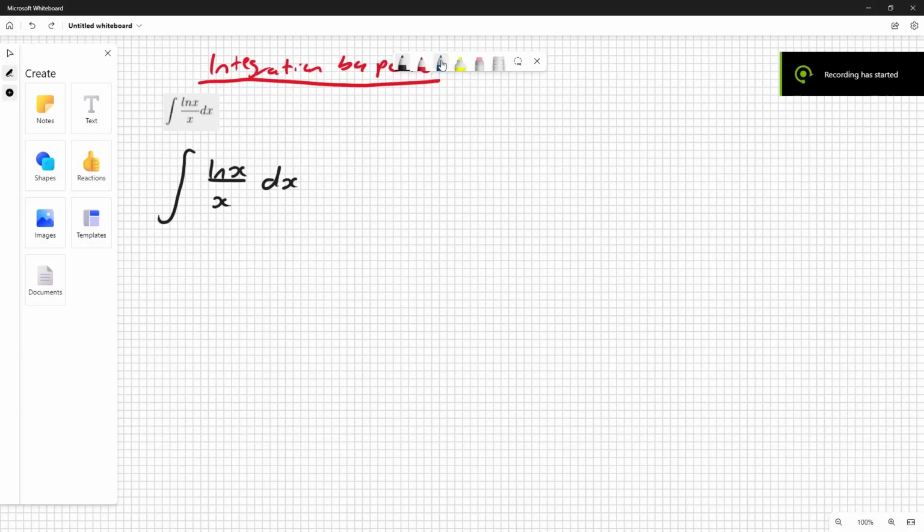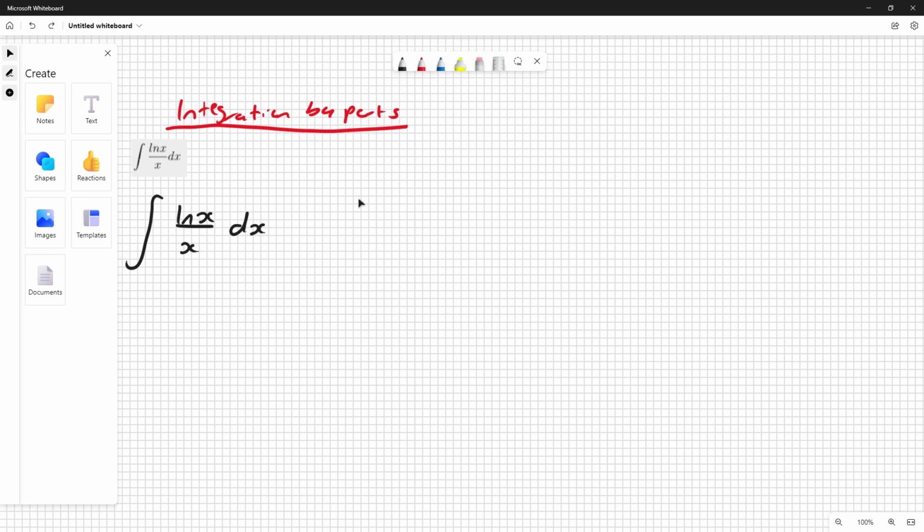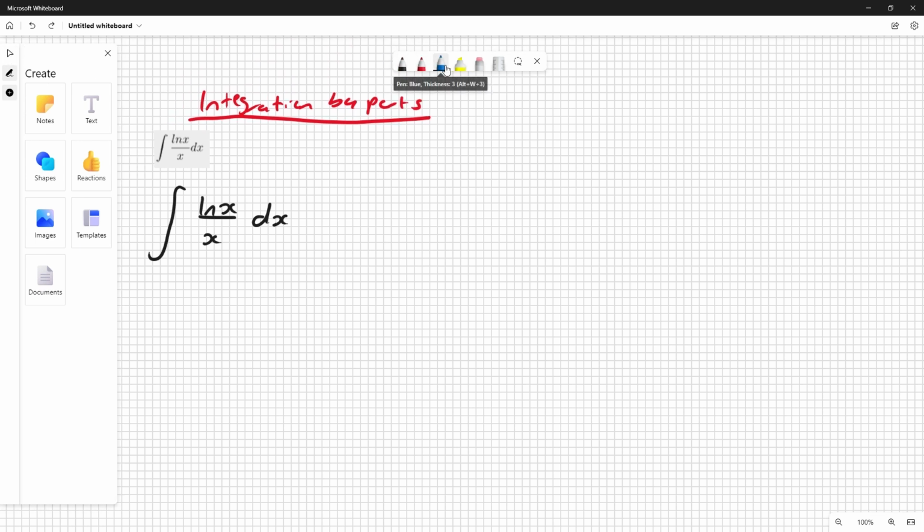So here's a very niche problem that has a fairly ingenious solution to it. We have the integral of the natural log of x divided by x. Now, obviously, you're tempted with integration by parts, because this is the same as writing the integral of the natural log of x times 1 over x dx. And you can use integration by parts here. That's how we're actually going to start this off.